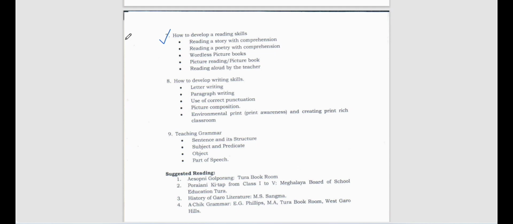So we are done with three skills, that is listening, speaking, reading, and the last skill comes now, that is writing skills. Which is the last skill? The writing skill, right? So how are the students going to develop their writing skills? The students are going to develop their writing skills in the following way.